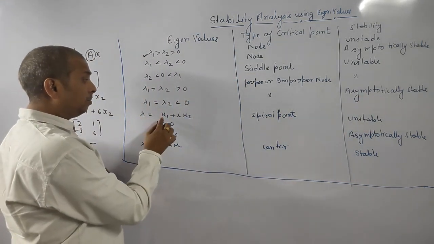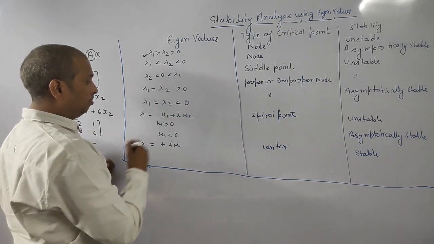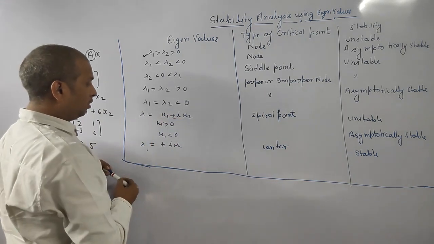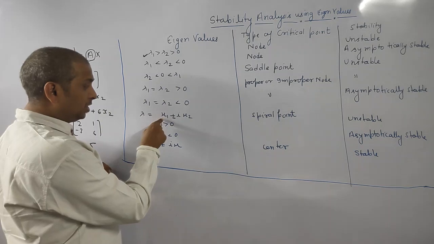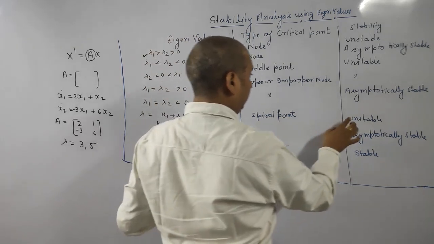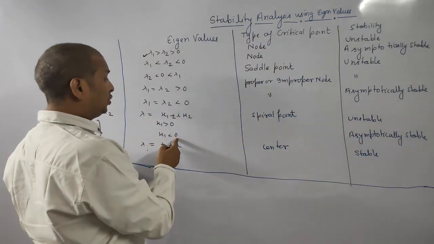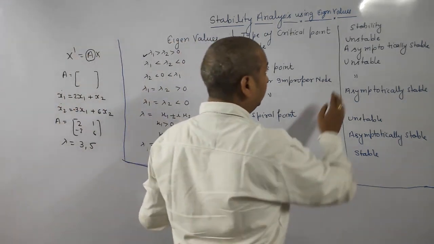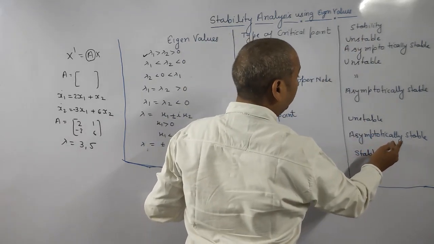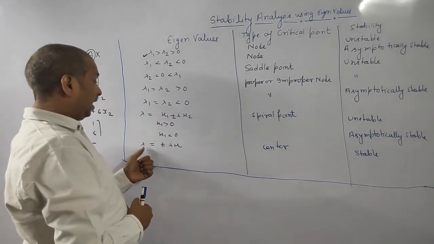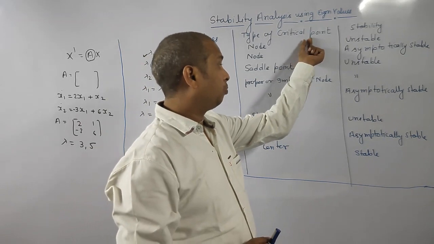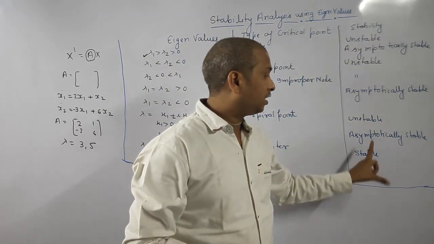What happens if lambda comes in imaginary parts, that is, mu1 plus or minus i mu2? So it's an imaginary root. If mu1, the real part, is greater than 0, then the nature of the critical point is a spiral point and the model is unstable. If mu1 is less than 0, the real part is negative, then the nature of the critical point is again a spiral, but the stability is asymptotically stable. When the eigenvalue is purely imaginary, what is the nature of the critical point? Center. And what is the stability analysis?